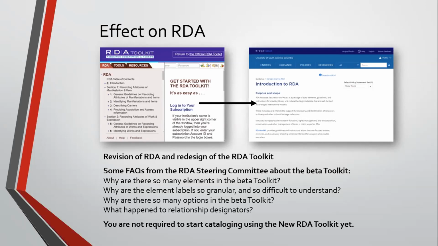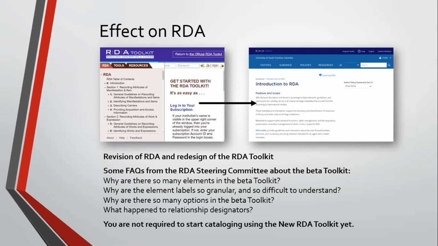Now, in the notes for this slide, which you'll have access to because you attended this session, the notes in PowerPoint for this slide, I mean, I've included the link to the RDA Steering Committee FAQs about the beta toolkit. And these, I think, really illustrate how much of a change this 3R project created. So why are there so many elements? Why are the element labels so granular and so difficult to understand? Why are there so many options, and what happened to the relationship designators?